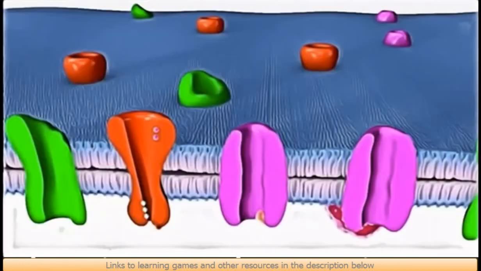Since the cell needs a specific protein for each specific particle being actively transported, it means that the cell will only be able to actively transport particular molecules, and the speed that it can absorb them depends on how many of each type of protein carrier it has in its membrane.